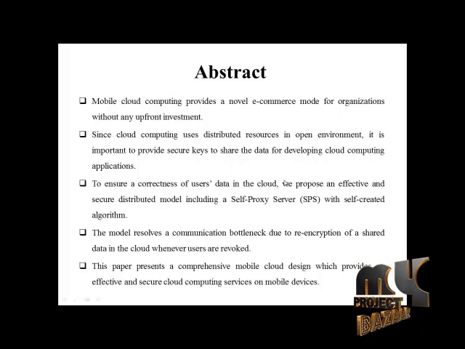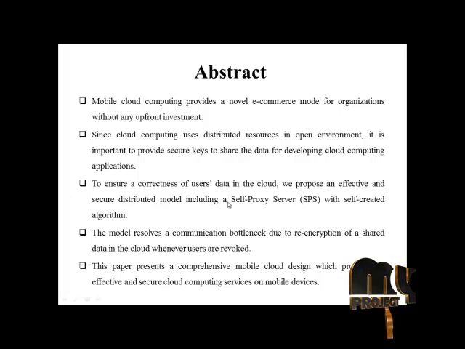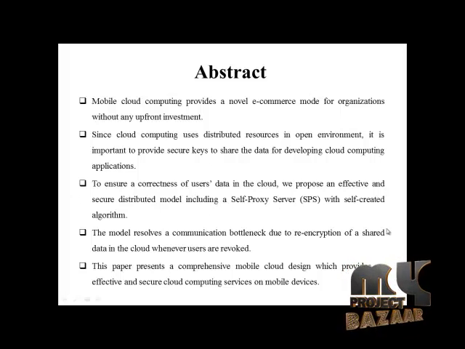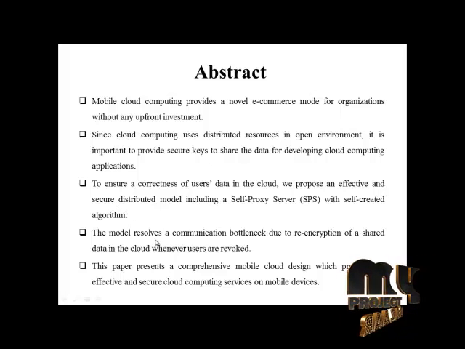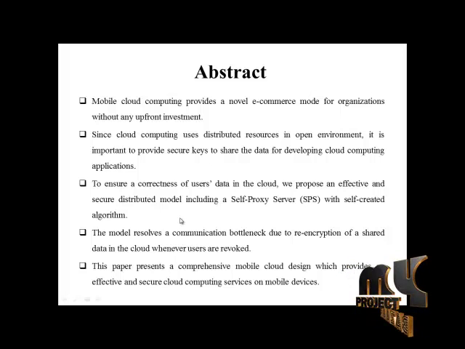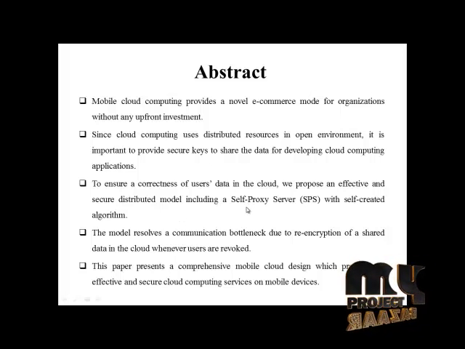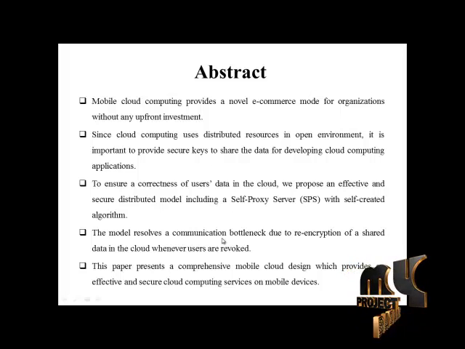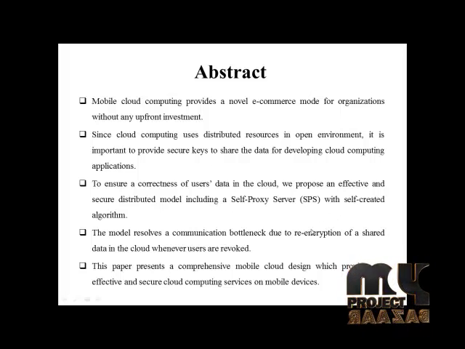Here we propose an effective and secure distributed mobile cloud model, including a self-proxy server, SPS, with self-created learning algorithms. Here the data is over-encrypted, as re-encryption will be performed. It's called proxy re-encryption. As the data is stored in the server as a self-proxy server, the model resolves communication bottlenecks due to the data re-encryption of shared data in the cloud.